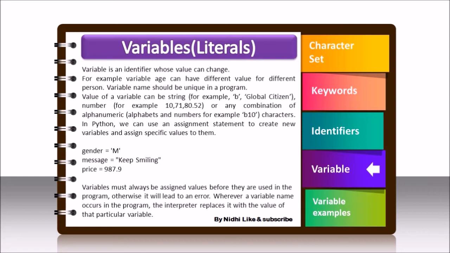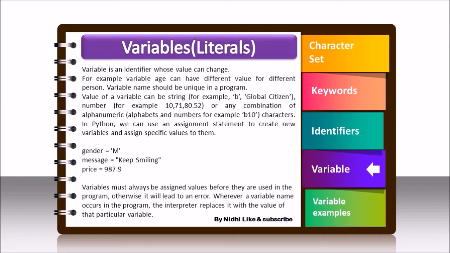Okay, so for example, age can have different values for different persons. A variable name should be unique in a program. The value of a variable can be a string. String means an alphabet or group of alphabets. Okay, it can be a number also, or any combination of alphanumeric values.